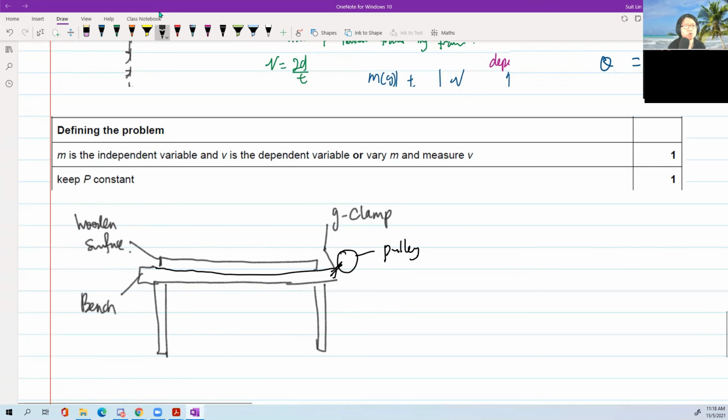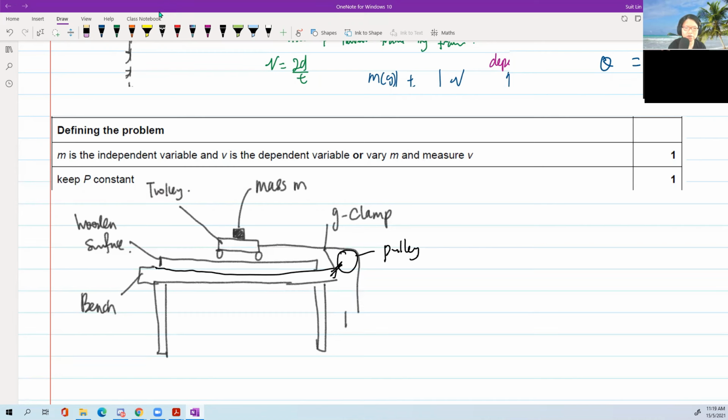Okay, what else do we need? We need a trolley. Great. So I'm the kind of student that will forget to label things later, so I will draw and I label at the same time. Trolley. Then we have the mass M on top of the trolley, right? So here is mass M. Then we need a string. String to the pulley. String here. I'm going to tie this one here. This is mass P.